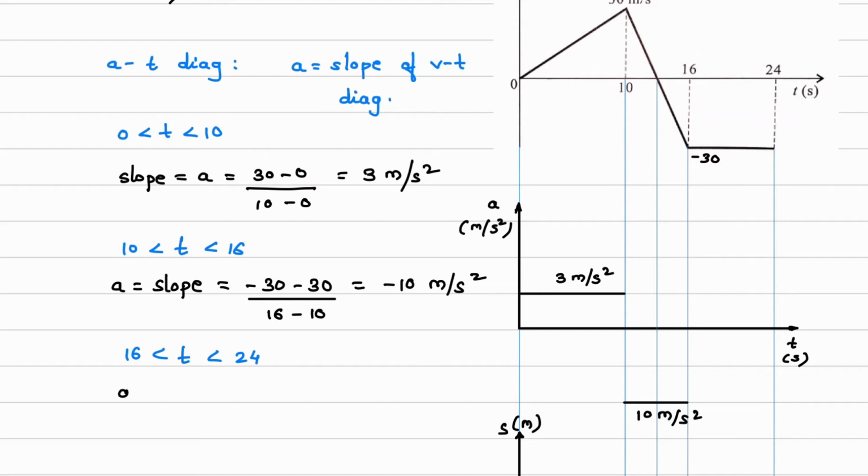What will be acceleration? Acceleration is equal to slope of VT diagram. And what is the slope? Just observe this. It is horizontal, na? Slope will be what? 0. So slope is 0, so acceleration will be 0.